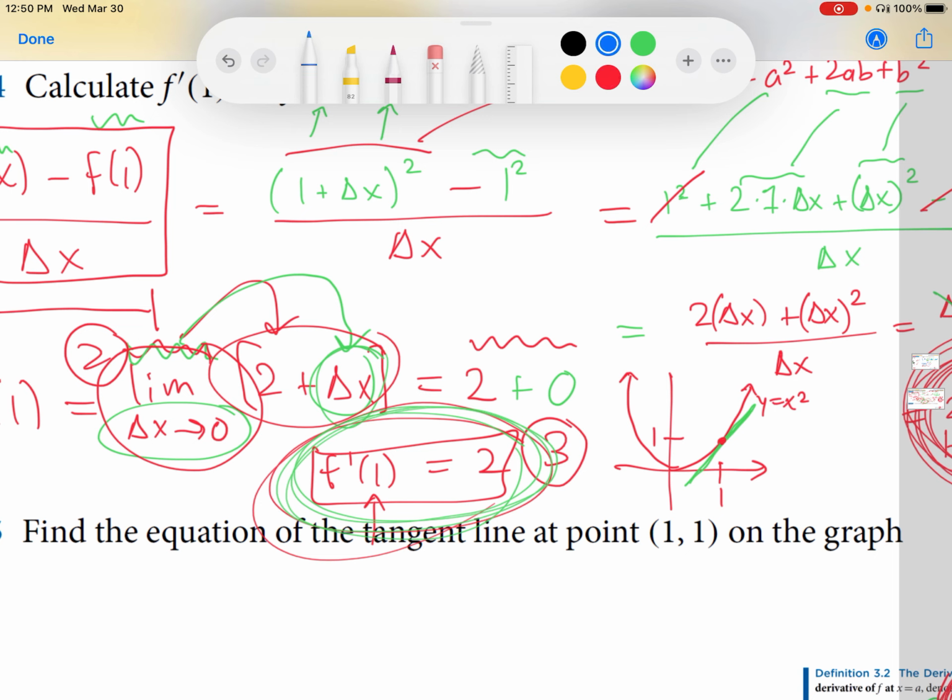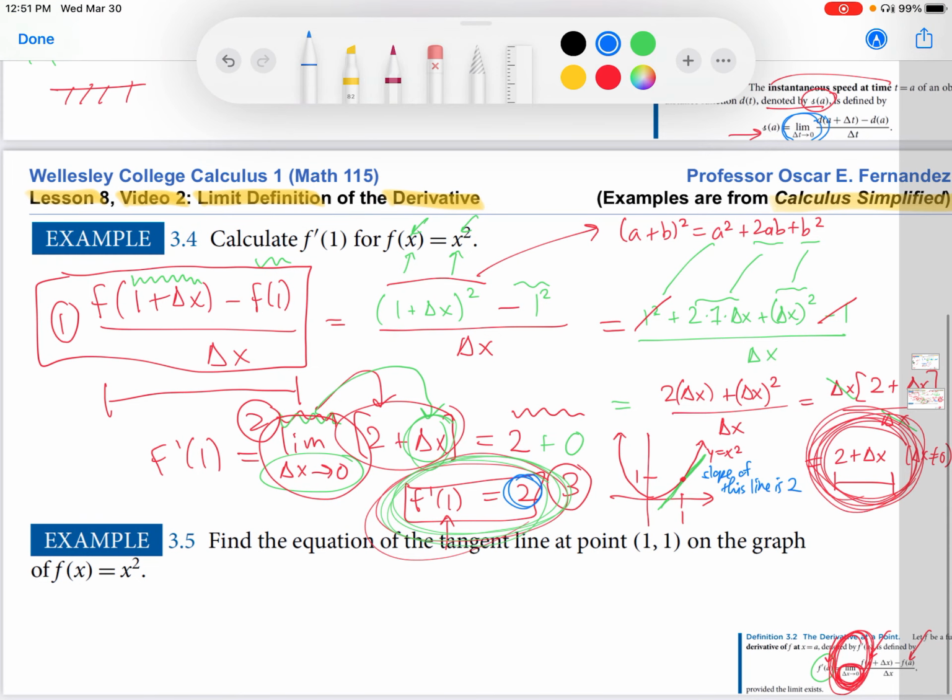Then I can say that the slope of this line is the derivative value, 2. Okay, so that gives you a sense for what the derivative information gives you, what it means, the slope, how do you calculate it, and things like that.